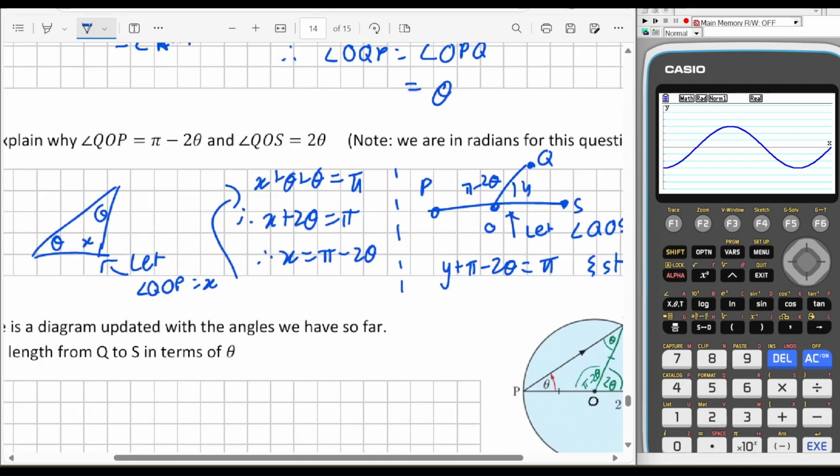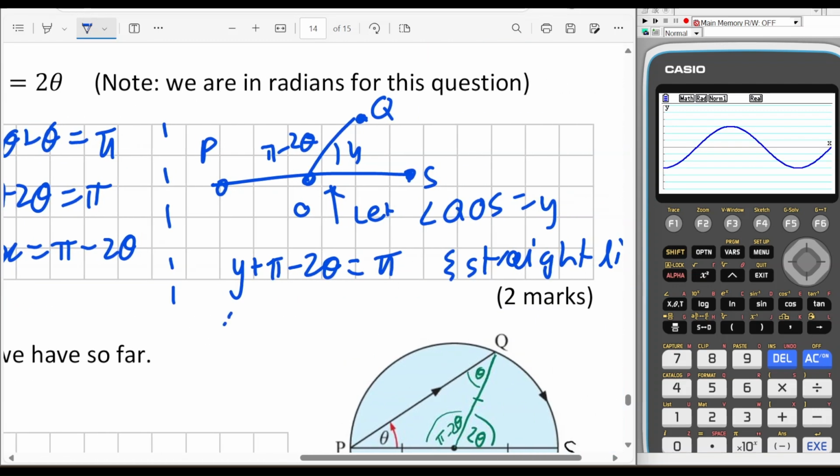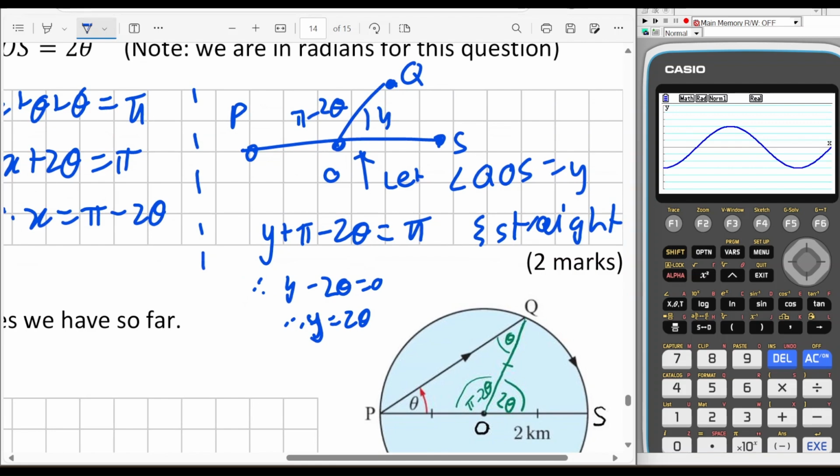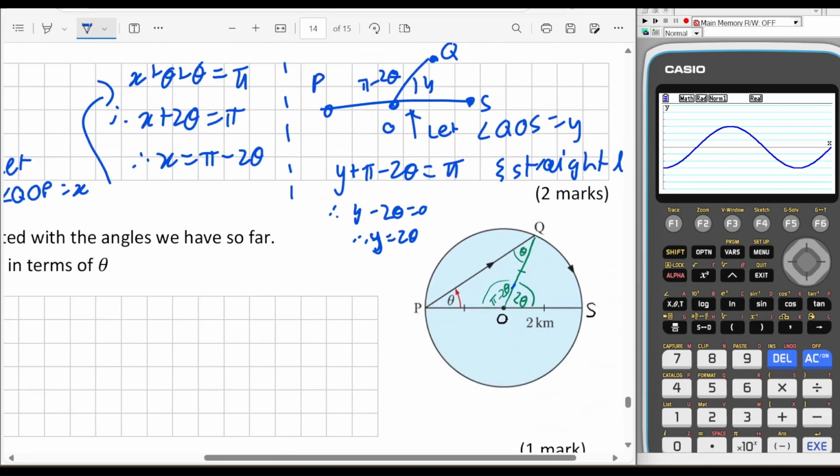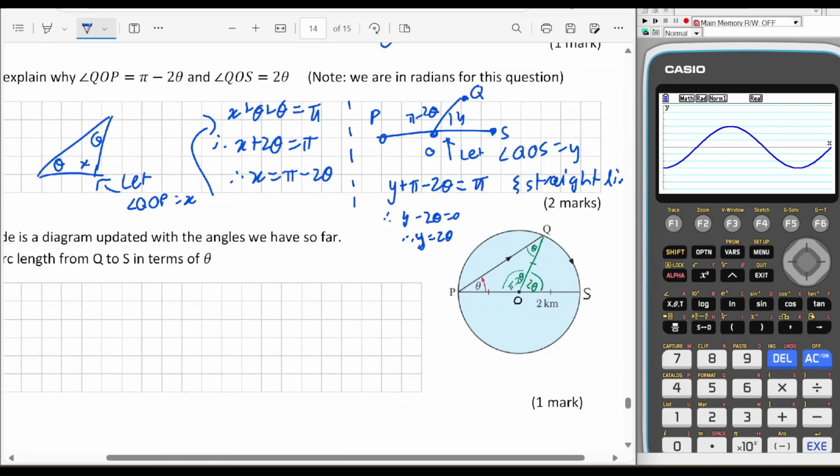All right, so I can rearrange that. So y, the pi's will cancel off, so y take 2 theta is 0, so y is 2 theta. Now I've given you a diagram here with basically all the messy drawings gotten rid of, and now we just got those 3 angles we found in there.